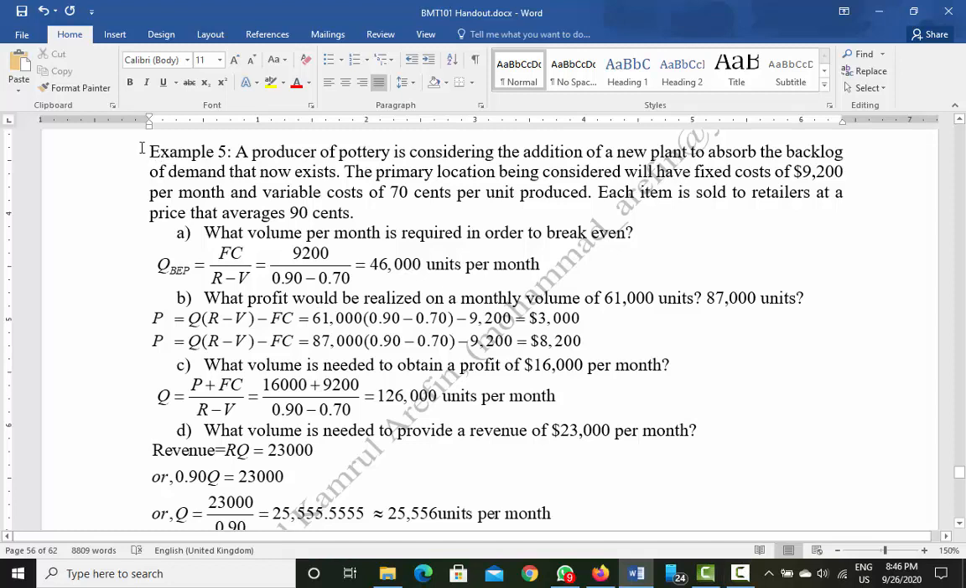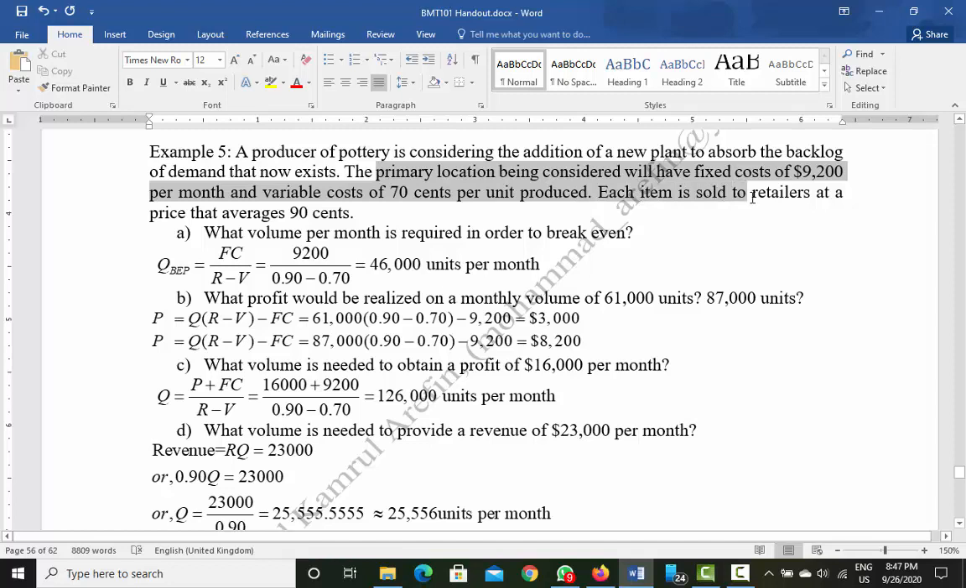Now we will solve example 5. In example 5, what we have? A producer of pottery is considering the addition of a new plant to absorb the backlog of demand that now exists. The primary location being considered will have a fixed cost of $9,200 per month. So that is the fixed cost. Variable cost of 70 cents per unit produced.